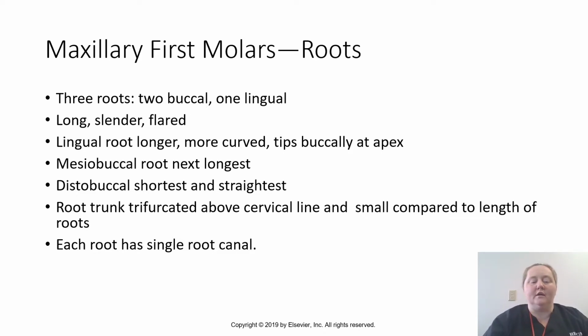The root trunk is trifurcated, meaning it's splitting into 3 roots above the cervical line, and is small compared to the length of the roots. Each root has a single root canal, okay, but we don't do root canals on children. They'll do pulpotomies where they just take it out, but they don't fill it in because that root's going to be resorbed, so there's no point in putting a filler in there, right? And just know that the trunk is really short on these, okay? And that's just so that it can be resorbed really easily.